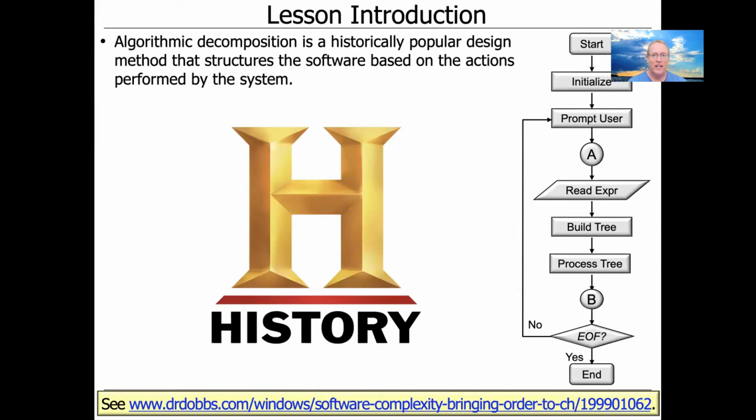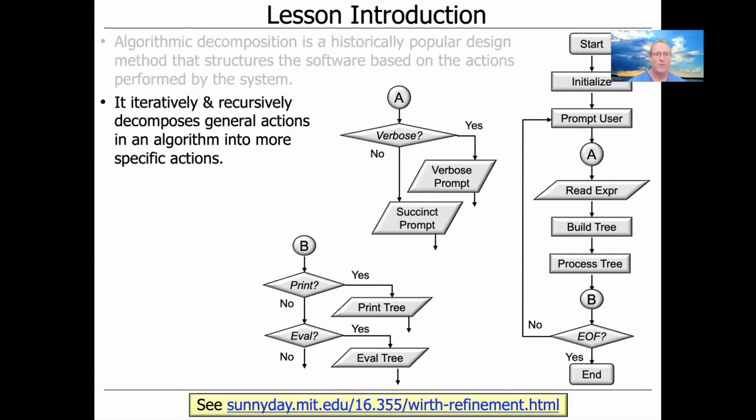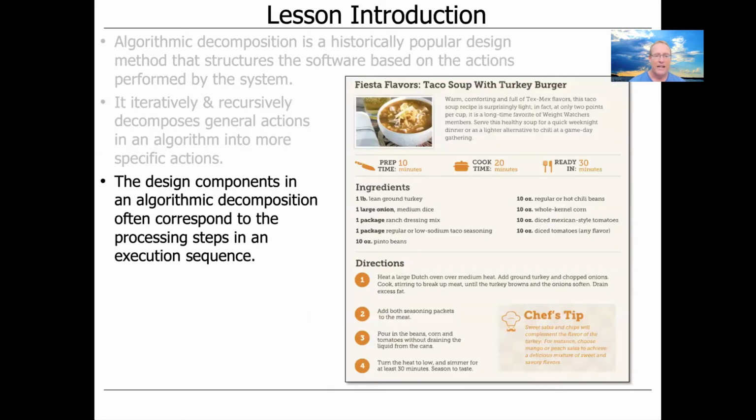Algorithmic decomposition is a historically popular design method that structures the software based on the actions performed by the system. If you take a look at the link at the bottom of this page, you'll get a chance to learn more about algorithmic decomposition and compare and contrast it with object-oriented approaches. The way that algorithmic decomposition works is it iteratively and recursively decomposes general actions in an algorithm into more specific actions using something called stepwise refinement. The design components that come from an algorithmic decomposition often correspond to the processing steps in an execution sequence.